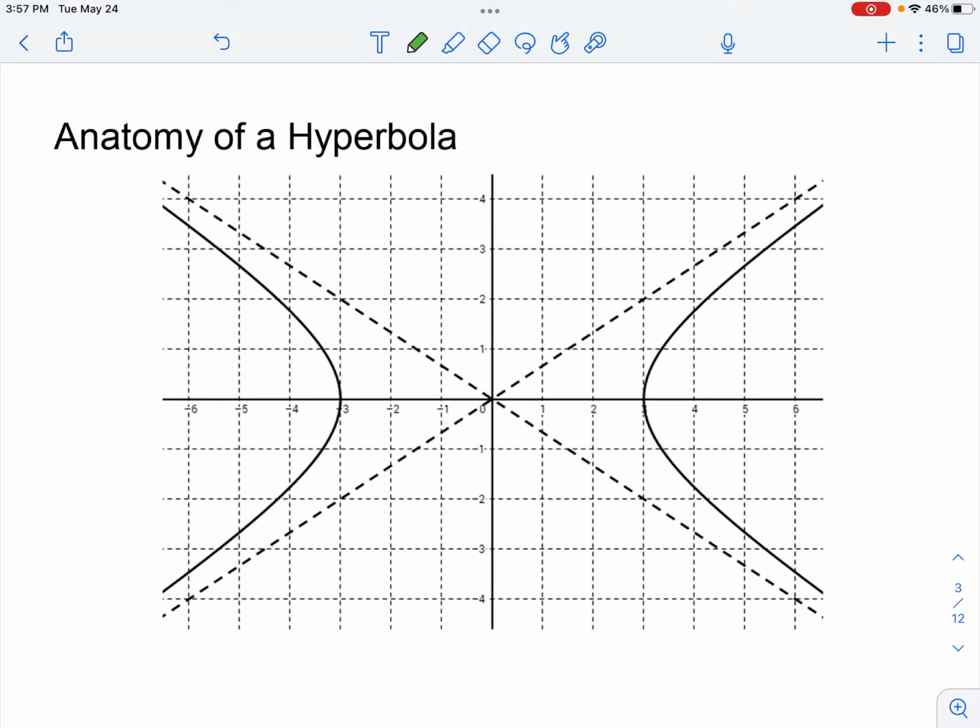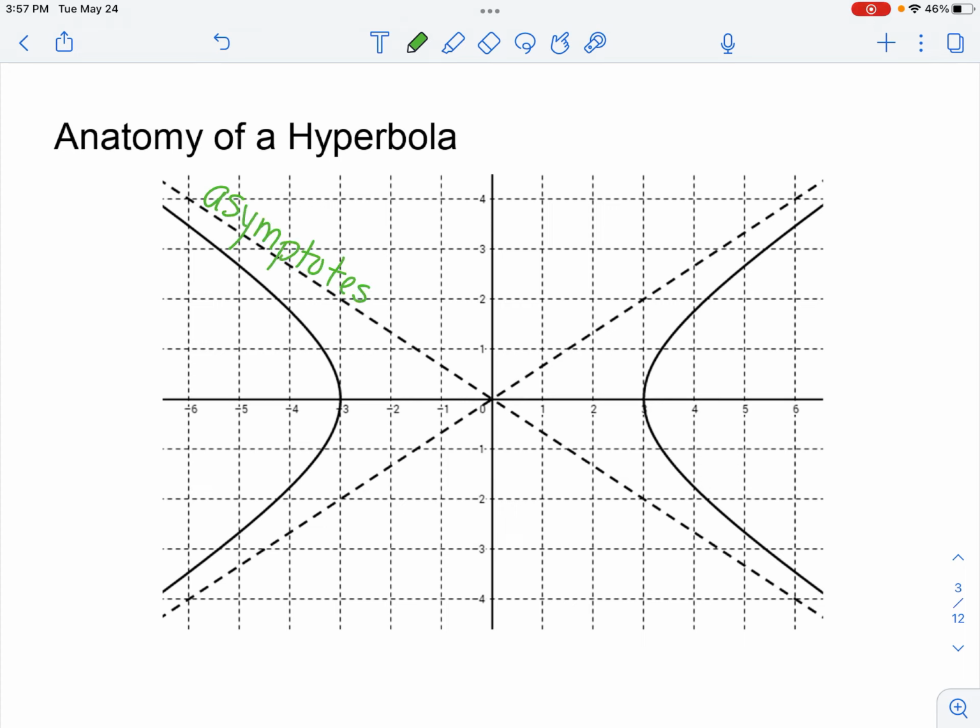In this video, we're going to take a look at the anatomy of a hyperbola. So here we can see the two different branches of the actual hyperbola, which are the solid curves that you see on the left and the right of the graph. Then we see these diagonal dashed lines. Well, we dealt with dashed lines before. These are asymptotes.